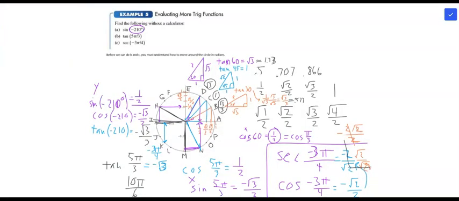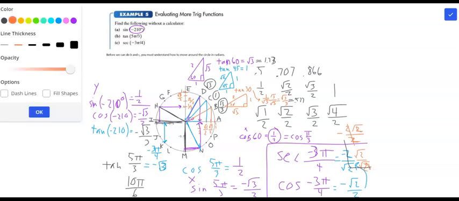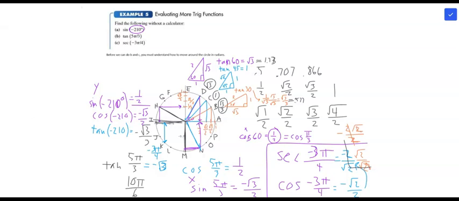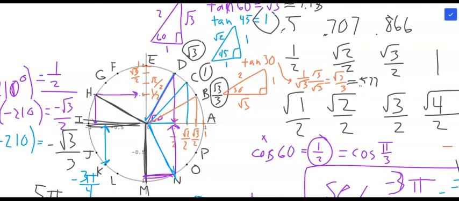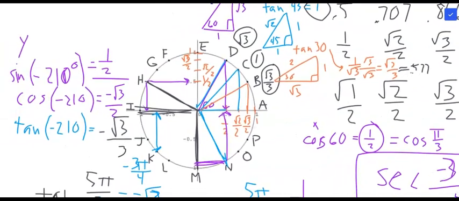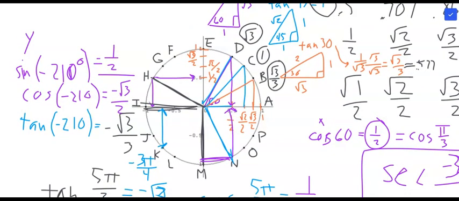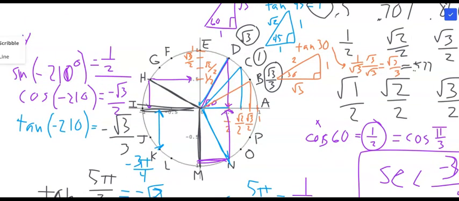We talked about how the most popular tangents were, of course, 1 in the middle. I already got them written down. Popular slopes were 1 in the middle, radical 3 above it, and radical 3 over 3 below it. So don't forget your slopes.